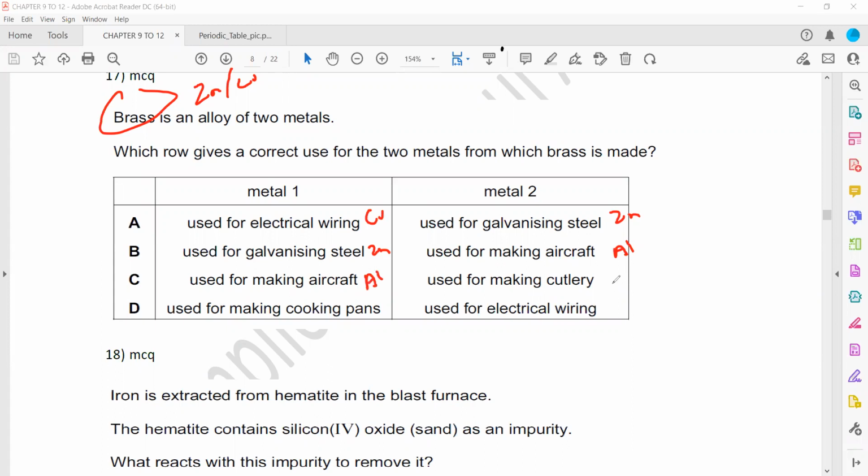Used for making cutlery, stainless steel, or you can say the elements present are iron and carbon. Used for making cooking pans and utensils, it can be stainless steel or it can be aluminium. And electrical wiring, that is copper. Because we want the uses of copper and zinc, option A is correct. Why? Because it gives the explanation about the use of copper and zinc.